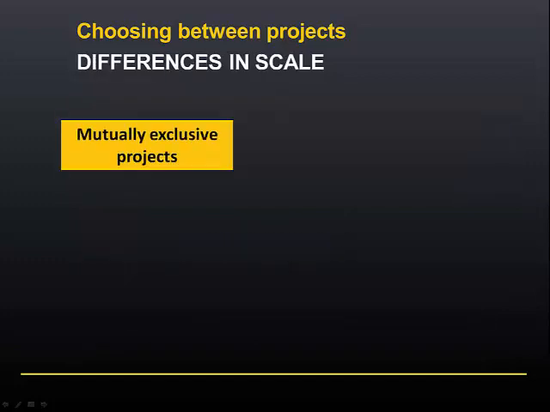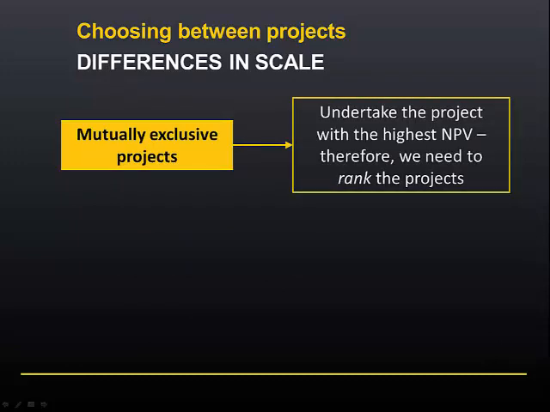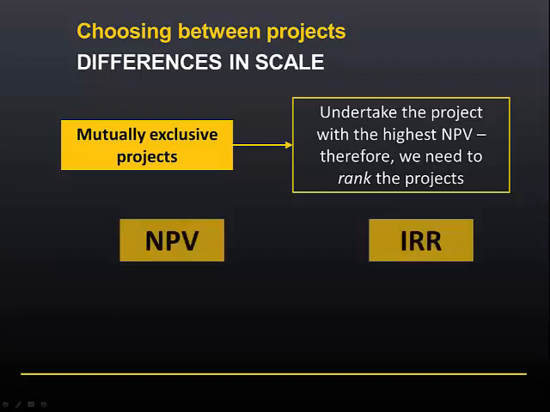In order to make a decision about mutually exclusive projects, we need to pick the project with the highest net present value, and therefore we need to rank them. This may result in a difference between the recommendation of the NPV and the internal rate of return rules.